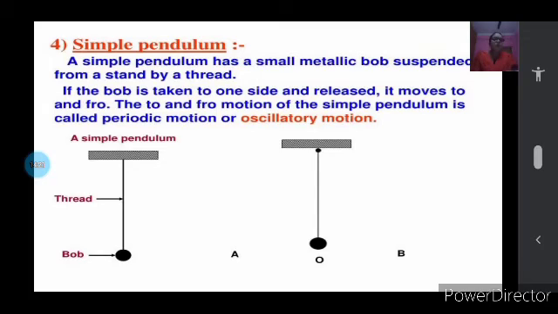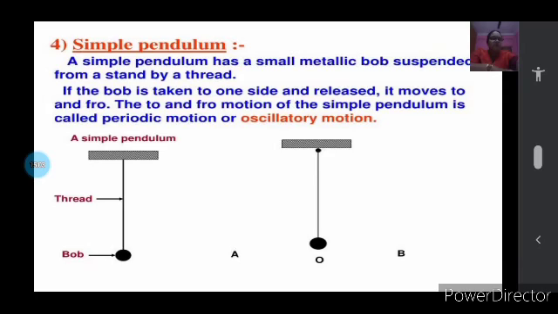Now, the common example for this is the simple pendulum. What is a simple pendulum, children? It has a small metallic bob suspended from a stand. You can even try it with your thread and a stone, make it oscillate and learn. But as such, in a simple pendulum, there will be a metallic bob and a string. If the bob is taken to one side and released, it moves to and fro. To means to one side, and again it comes back to the other side also. The to and fro motion of the simple pendulum is called periodic motion, and also oscillatory motion. See here, the bob you can see, the thread you can see, O, A, B.